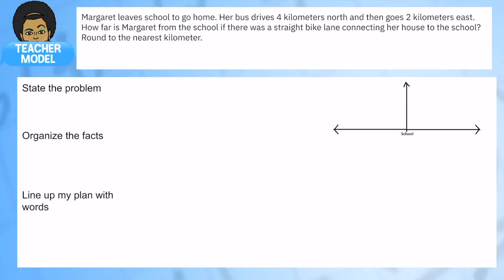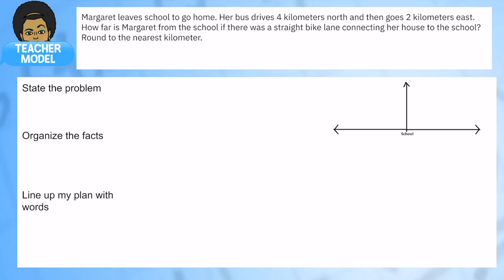All right, one more problem. This one's not a graph, but it is graphic. We can make a visual for it. Margaret leaves school to go home. Her bus drives 4 kilometers north and then goes 2 kilometers east. How far is her house from the school if there was a straight bike lane connecting her house to the school? So yeah, you can see if this was just a word problem, it might get a little confusing. And we're going to round our answer to the nearest kilometer.